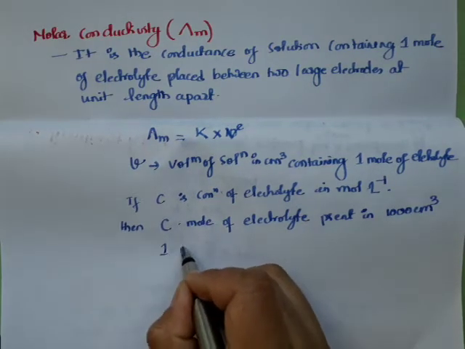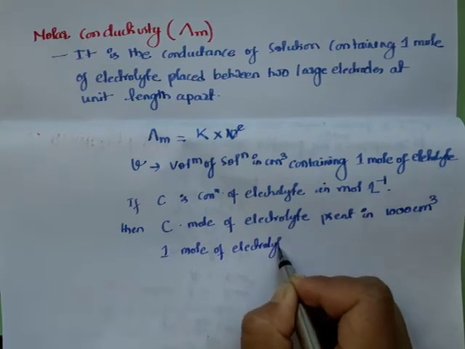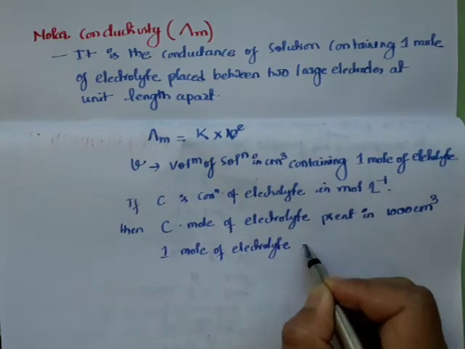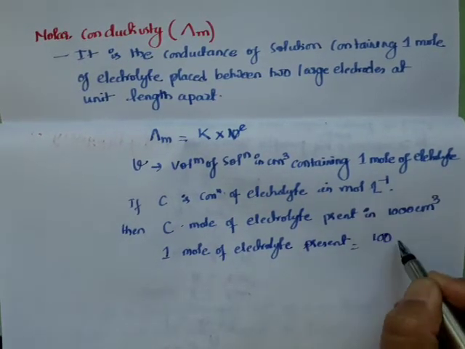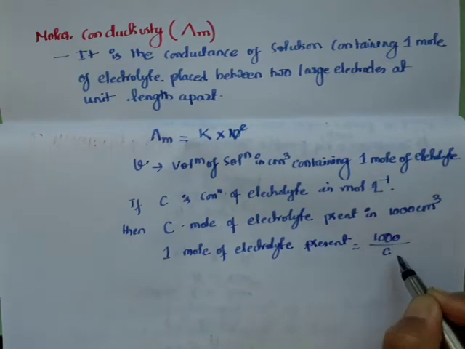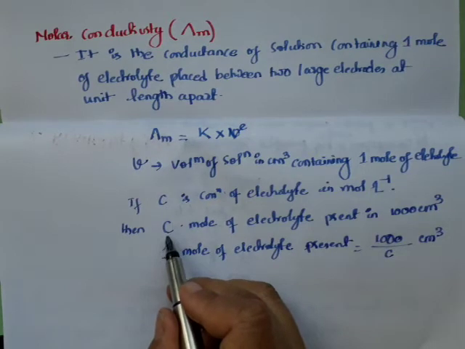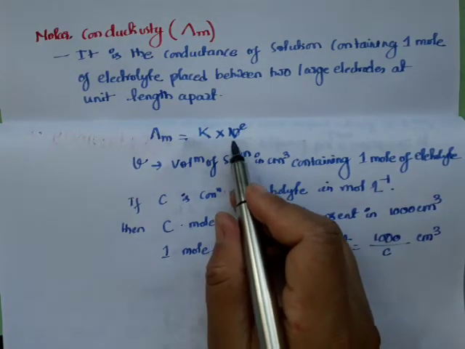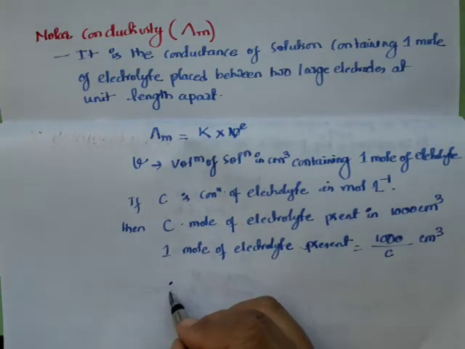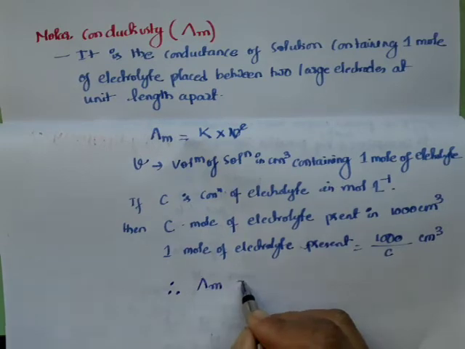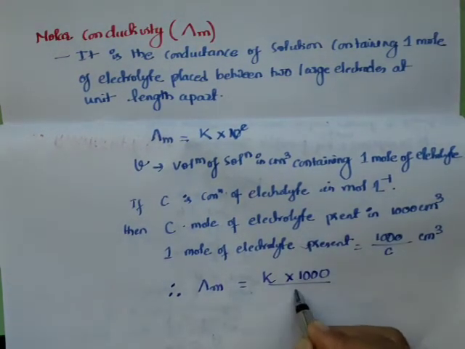So 1 mole means how much volume? So 1 mole of electrolyte is present in, so C mole means 1000, so 1 mole is 1000 divided by C centimeter cube. So if C is the concentration of your electrolyte, V is 1000 by C centimeter cube. Therefore, what is your lambda m? Lambda m is equal to kappa into 1000 divided by C.